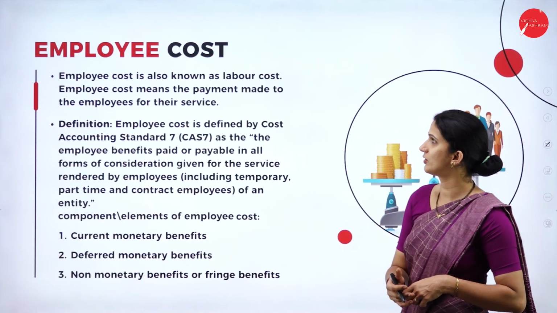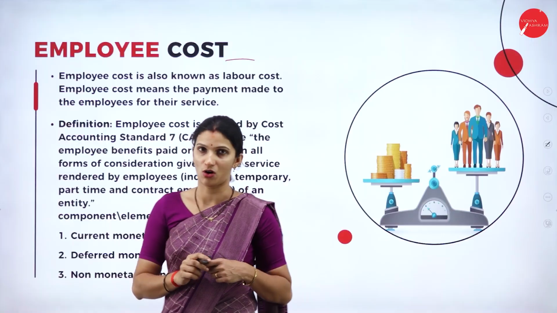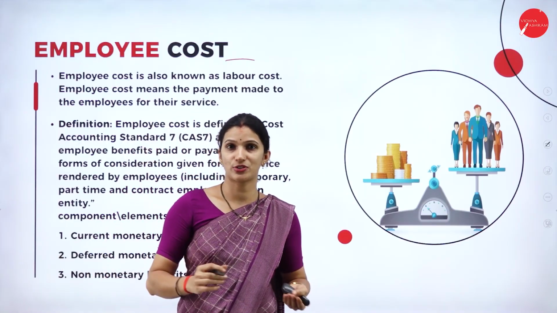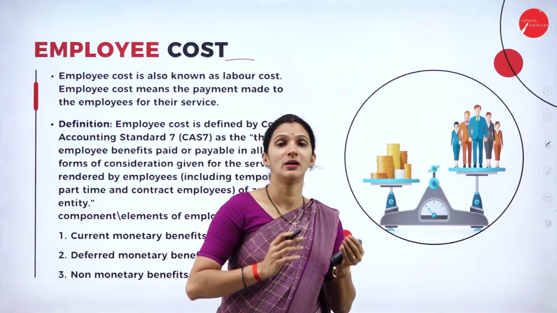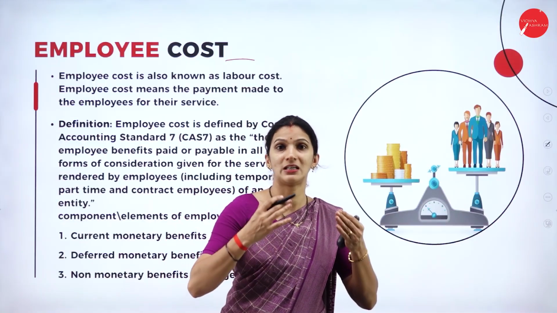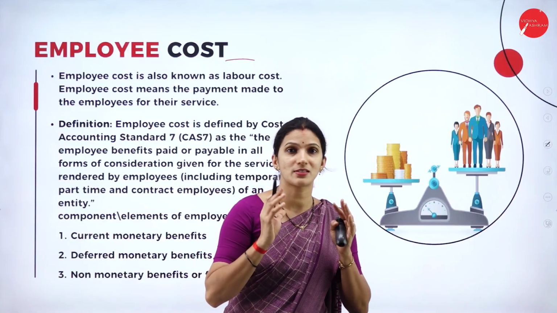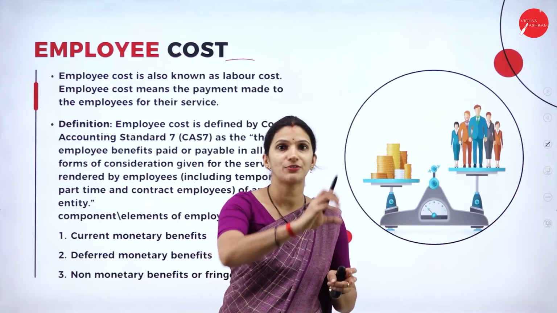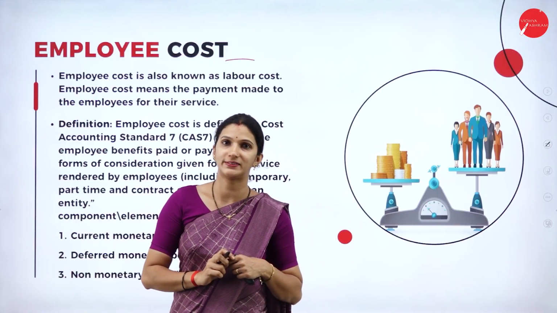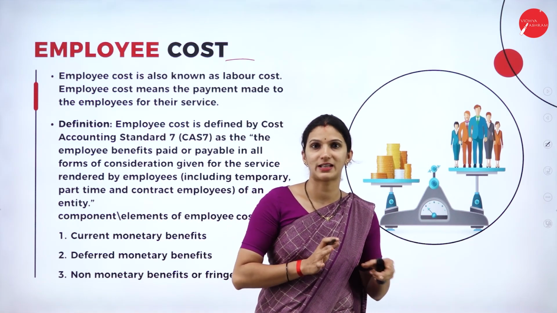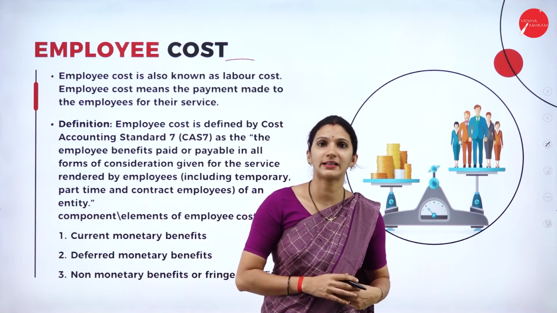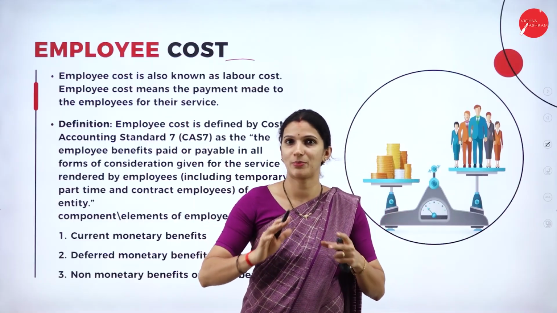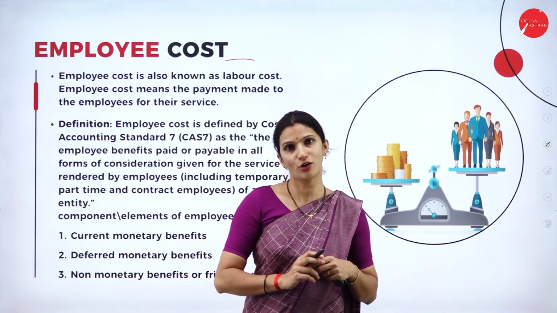So now we will move on to what is employee cost. The employee cost we also call the labor cost. If you take the total cost of a product or element of cost, labor cost, employee cost is the second main element. When you are preparing your cost sheet, usually the first element you will take is the material cost or the direct material, and then comes the second element, that is the employee or the direct labor cost. So that means labor cost is one of the important elements of cost.